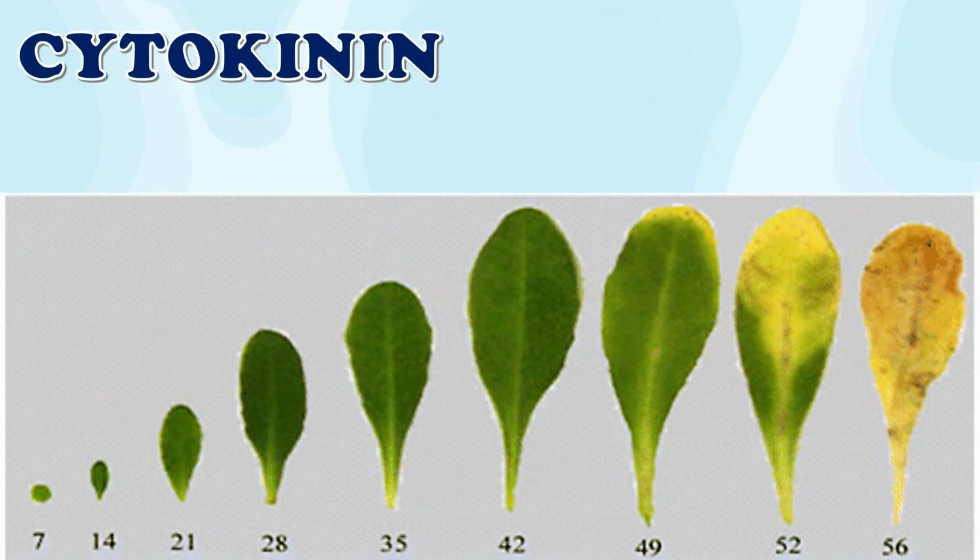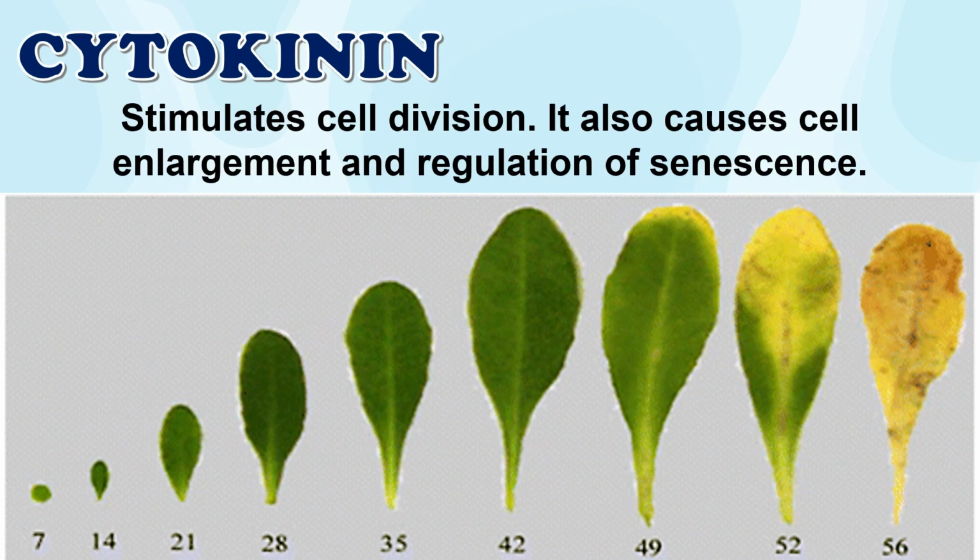Then we have the cytokinin. Stimulates cell division. It also causes cell enlargement and cell senescence. So when we said senescence, ito po yung, kung napapansin mo, yung pagkupas po nung color ng ating halaman. So, stimulate cell division and cell elongation.